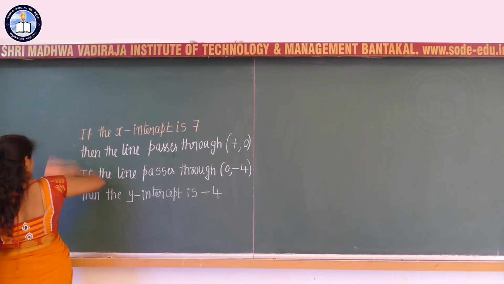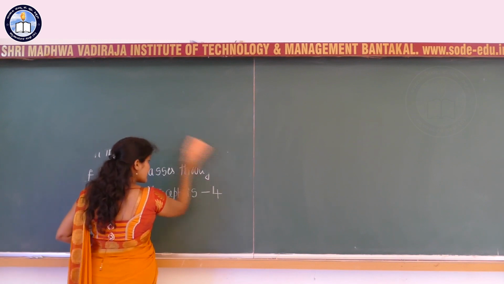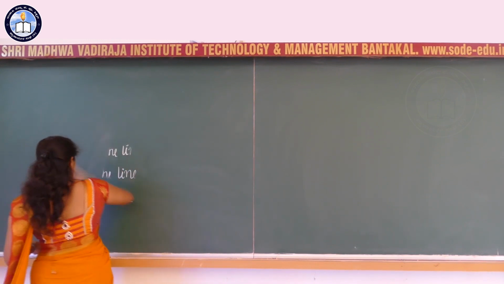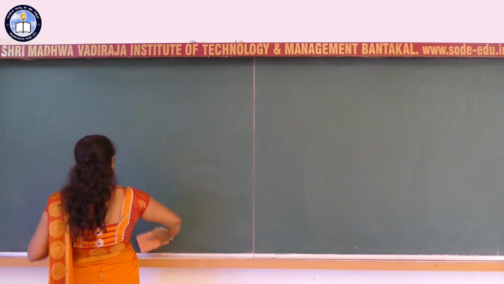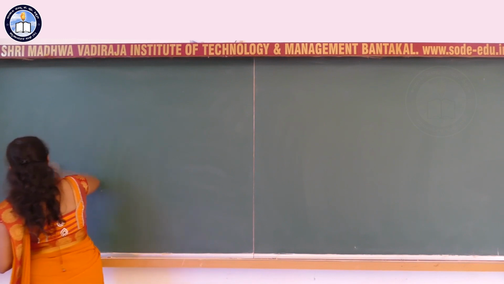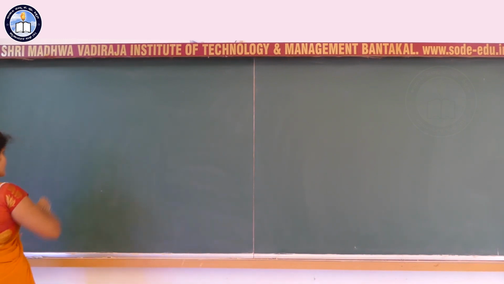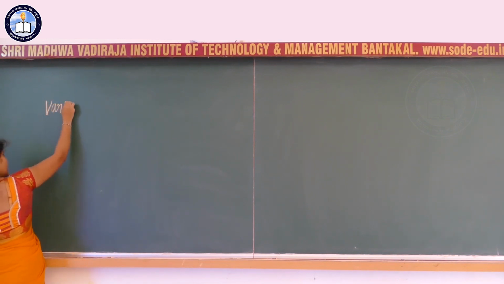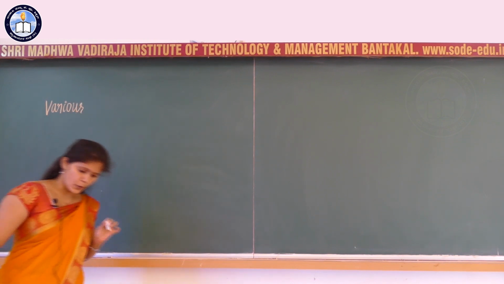So the next concept is that we are going to consider various forms of equations of a line. In the beginning we considered what we are going to study in this chapter. As the first part, we considered the introductory part of the chapter, correct? The introductory part we have already completed, and the second part is the slope of a line.